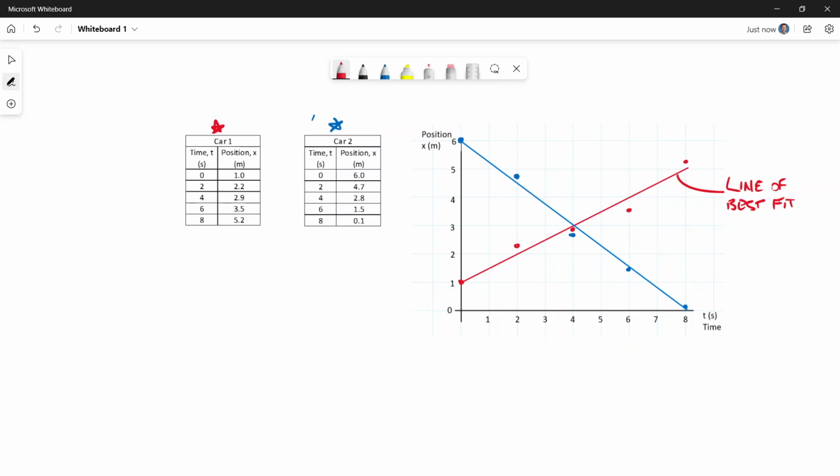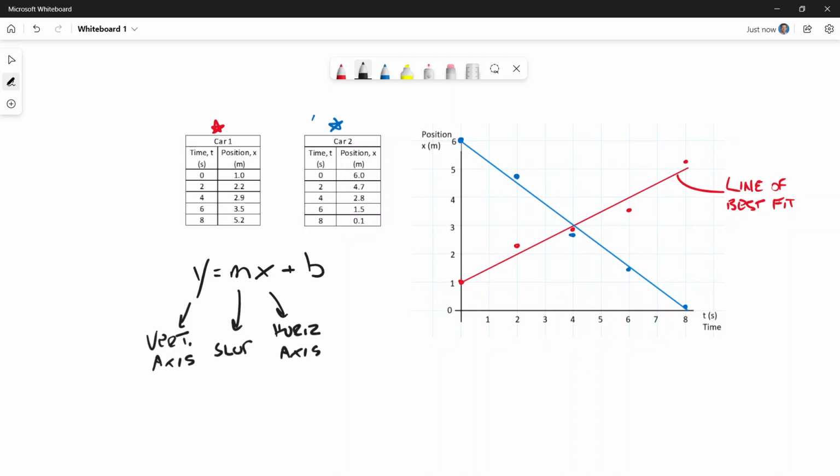In order to write an equation for a line, that equation in math class is going to fit the form of y = mx + b, where y is the vertical axis, x is the horizontal axis variable, m is the slope of the line, and b is the vertical axis intercept.